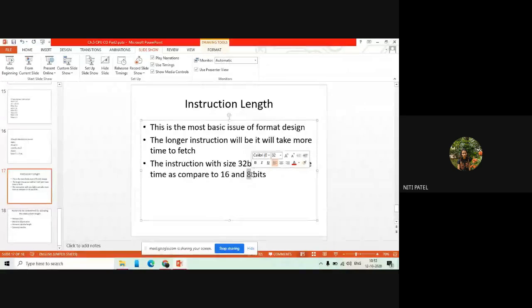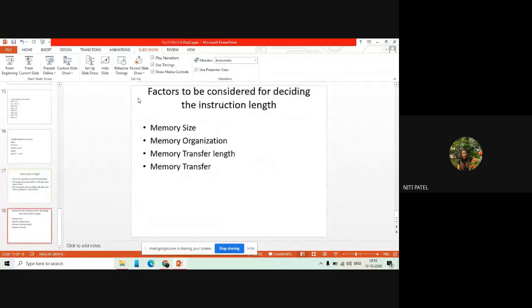And why is it 32 bits? Because your address and data bus are 32 bits. Is this clear? Yes or no? Yes, ma'am.